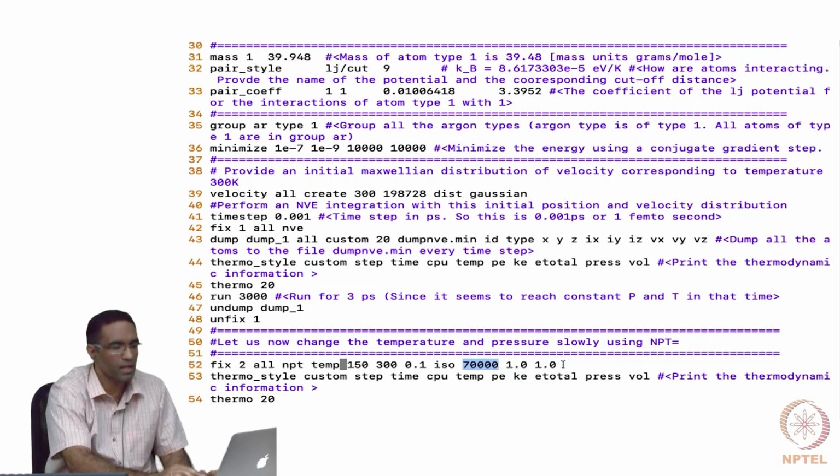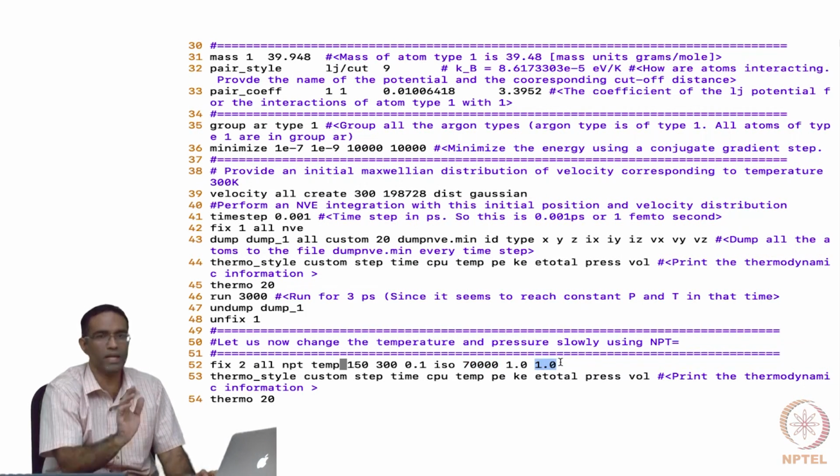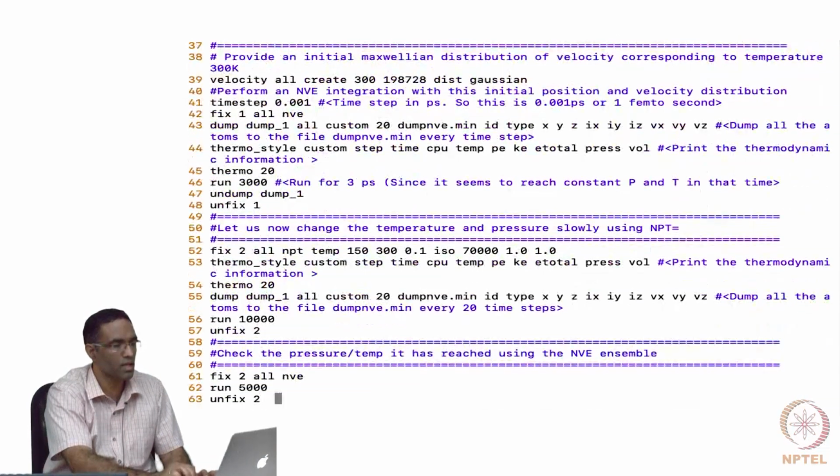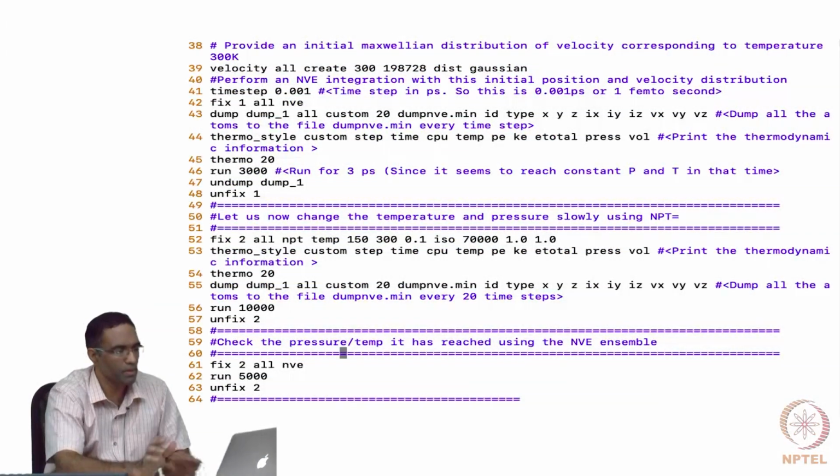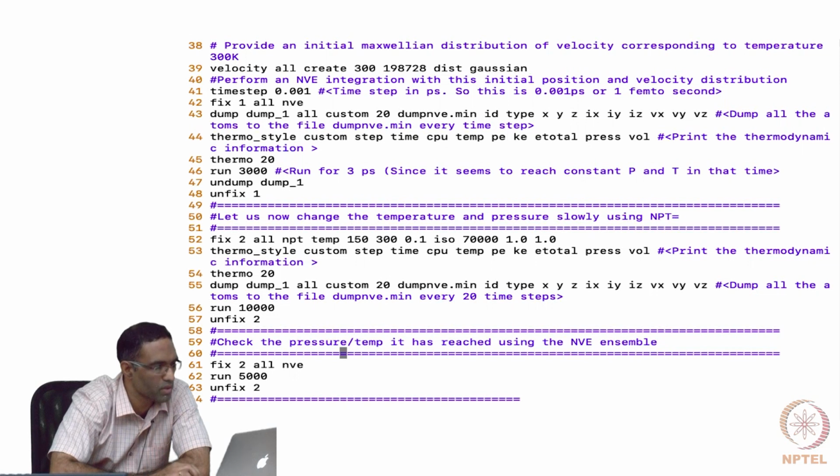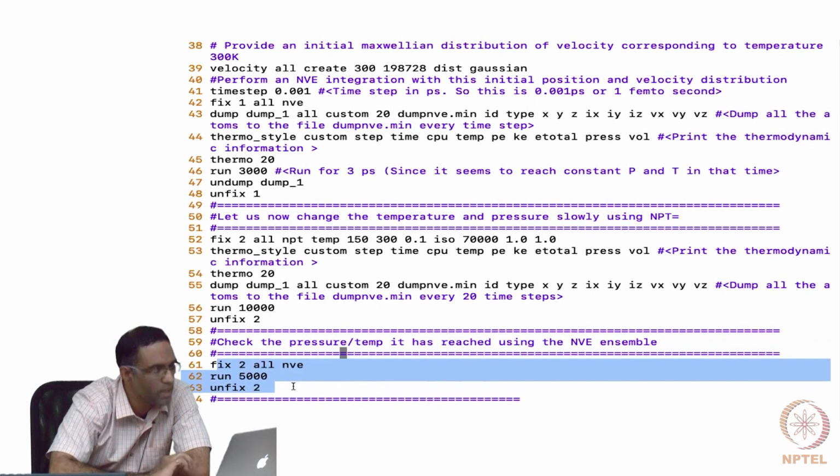Okay, and I have to specify something called the P damp. We will come to what this P damp is in a little bit, but let us first see what the results of this simulation are. Okay, and I run this again to about 10,000 steps. I unfix it and then perform once again an NVE simulation.